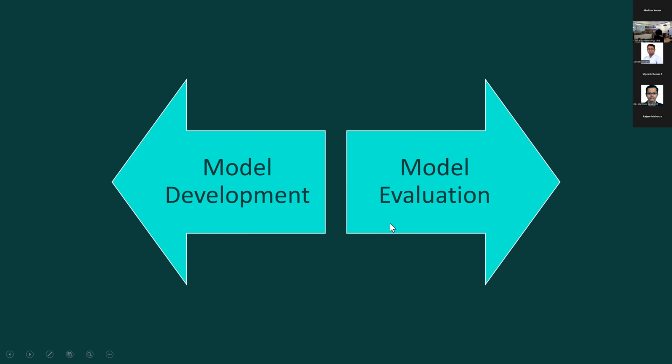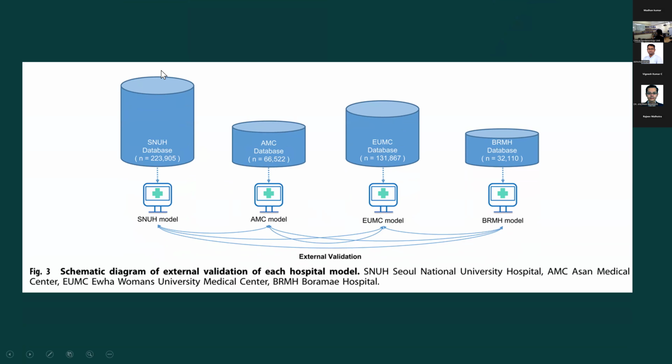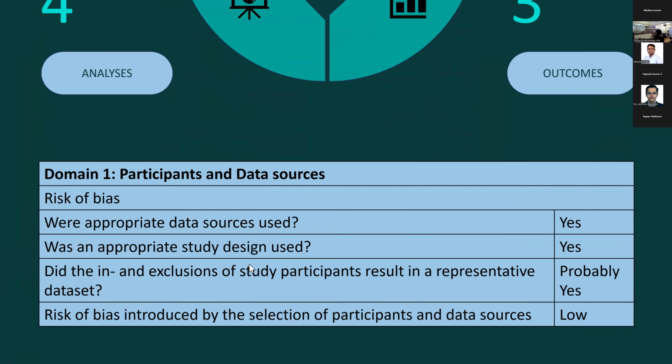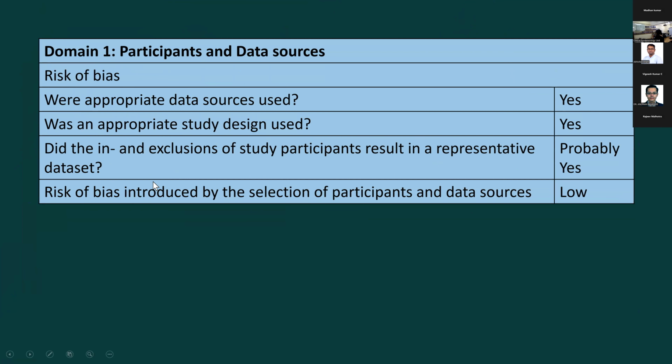In model evaluation, they did external validation of the model. There are data from four hospitals: SNUH, AMC, UMC, and BRMH. Each model was externally validated with the other three datasets. This is a schematic. Again, we'll use the four domains. Most of the signaling questions are the same, because the data they have used for validation is also the same, so there might not be much difference in domains 1, 2, and 3 here.